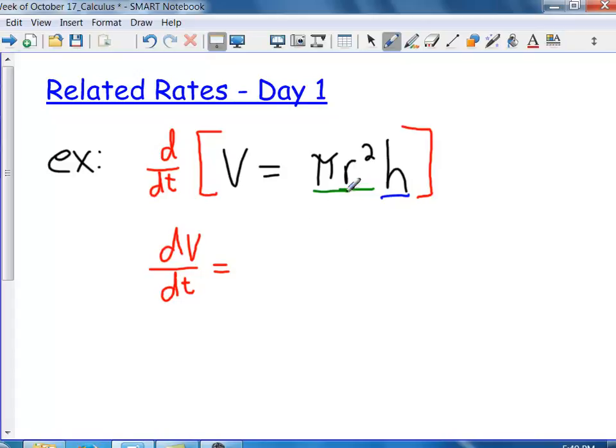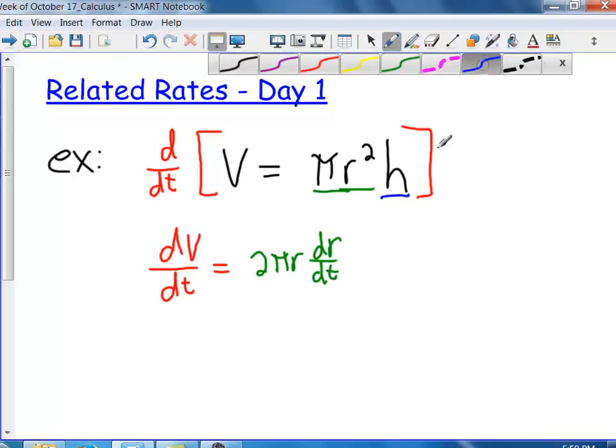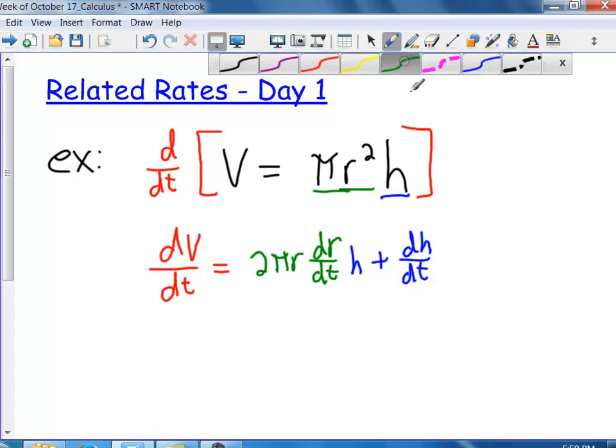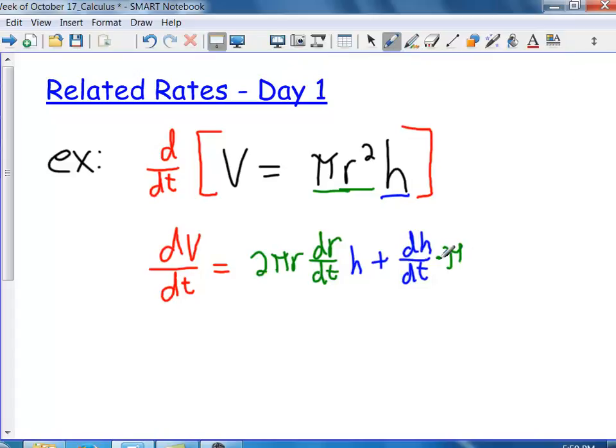Now we look here. What's the derivative of this? Well, we now have to do the product rule on this. So the derivative of the first is going to be 2πr. Variables didn't match, so it's dr/dt. That's the derivative of the first, times the second as is, plus the derivative of the second, variables do not match, times the first. So that is how we're going to proceed from here on out.